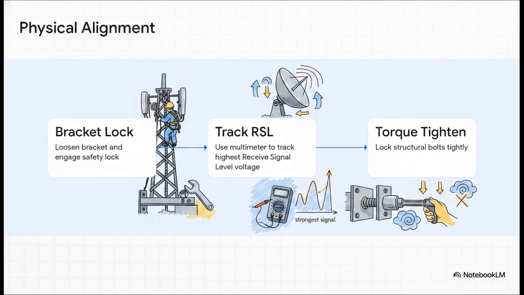You connect your digital multimeter straight to the dish's alignment port to track the RSL, or the received signal level. You're basically slowly panning the dish left and right, then up and down, keeping your eyes completely glued to that meter. You are hunting for the highest voltage because the highest voltage translates to the strongest signal decibels.